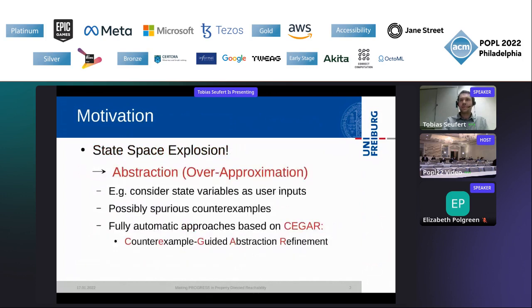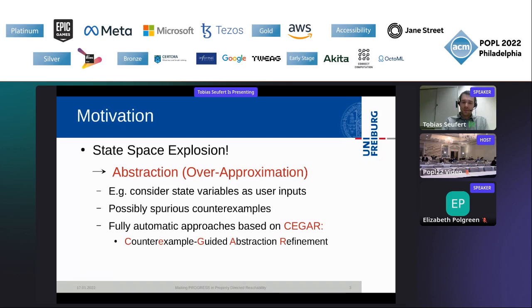Formal safety verification, of course, suffers from state space explosion. There are many countermeasures, but one popular one would be abstraction, which is an over-approximation of the behavior of the transition system with the idea of simplifying it. One could achieve an abstraction by, for instance, abstracting away state variables and just considering them as user-controlled inputs. By that, we would, in the abstract transition system, introduce transitions which are not present in the concrete transition system. As a result, we could find spurious counterexamples in our abstract transition system. Proofs, however, are always valid.